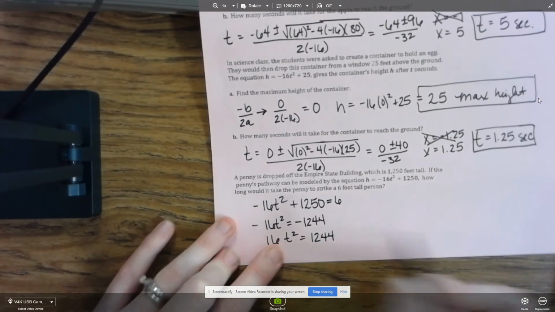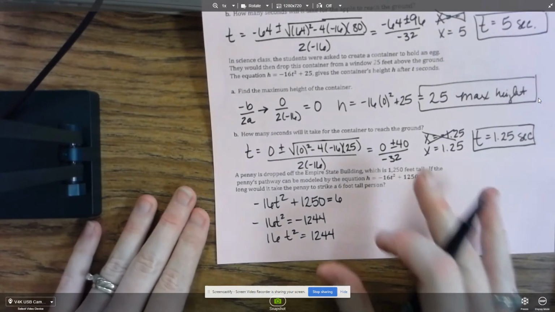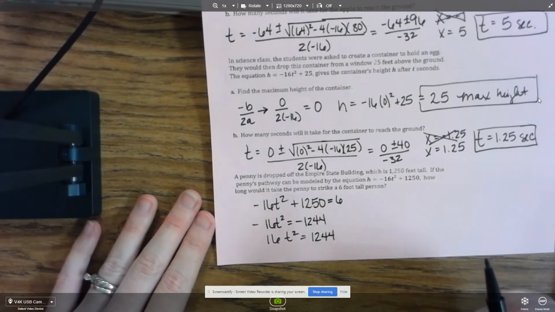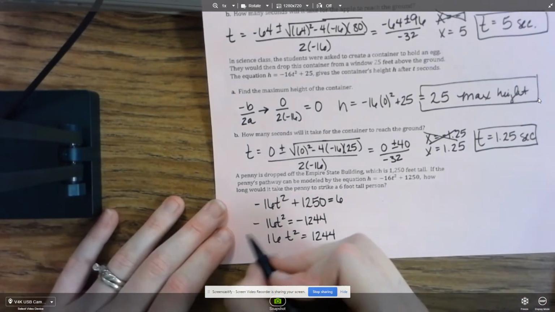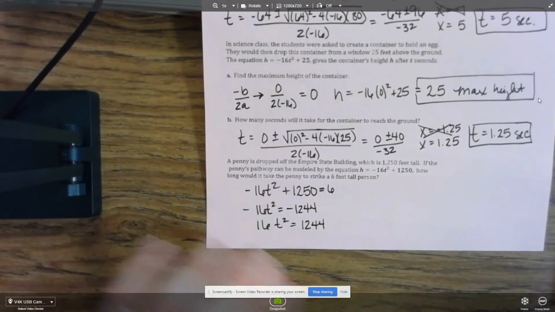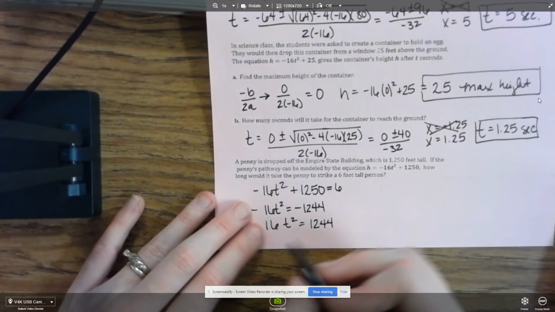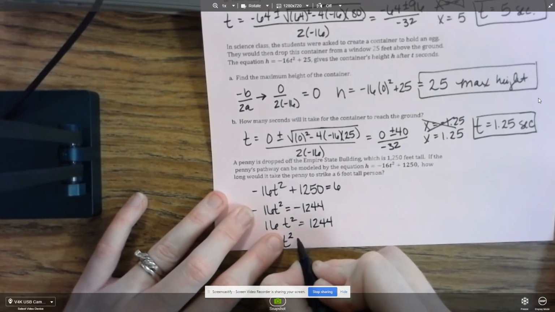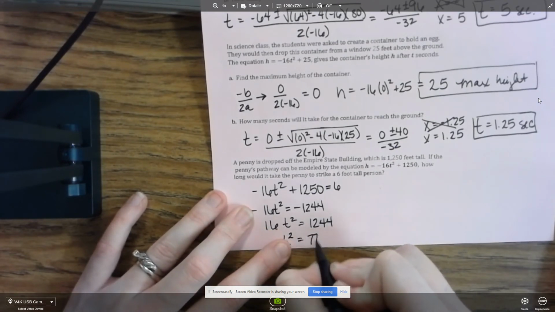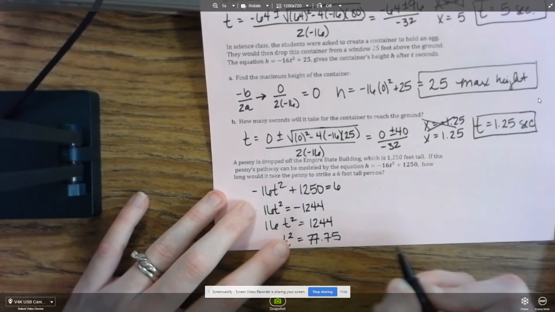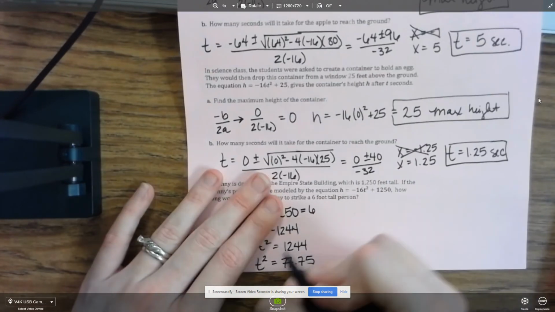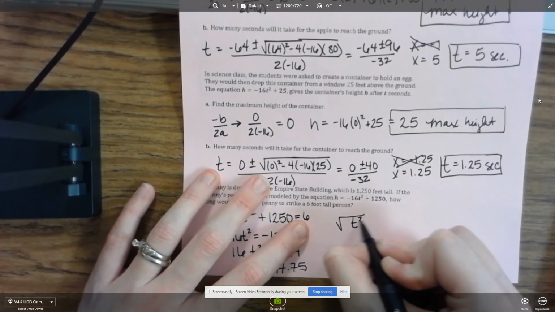Oh, I guess we could have just divided by negative 16. I'm sorry, guys. So 1,244 divided by 16, what it's going to come down to is t squared equals 77.75. And so remember, from here, we square root both sides.